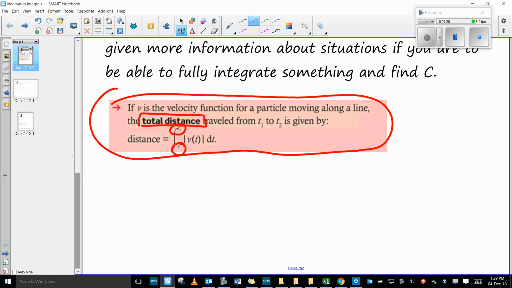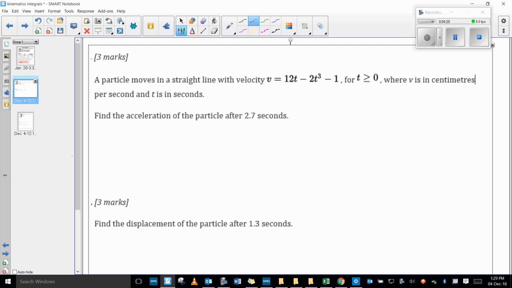Alright, so let's do some examples. A particle moves in a straight line with velocity v equals 12t minus 2t cubed minus 1, for t is greater than or equal to 0. Okay, so our time starts at 0. Should be a given because you can't go into negative time. Where v is in centimetres per second and t is in seconds. Lovely. Find the acceleration of the particle after 2.7 seconds.